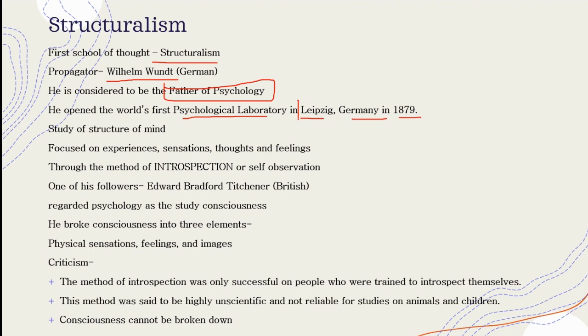Please remember this, it's something really important. It's asked in multiple choice questions and home examinations. It might be asked anywhere if you're a psychology student. One must know, where was the first psychological laboratory opened? In Leipzig, Germany in 1879 by Wilhelm Wundt.